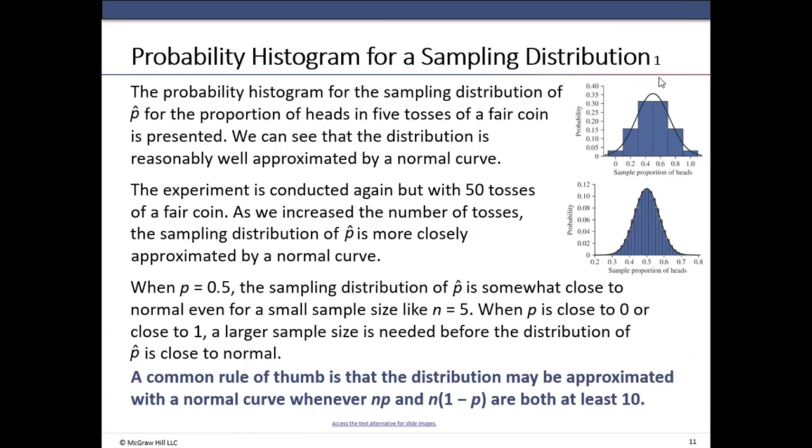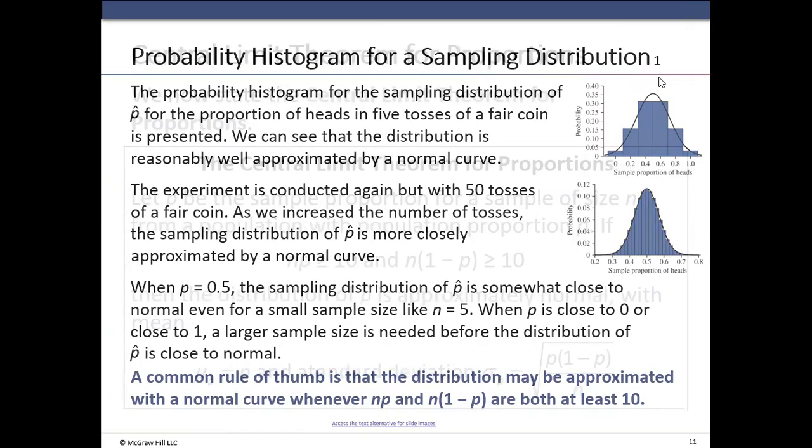A common rule of thumb is that the distribution may be approximated with a normal curve if n times p and n times 1 minus p are both at least 10, meaning greater or equal to 10. Here n is the sample size and p is the population proportion of success.